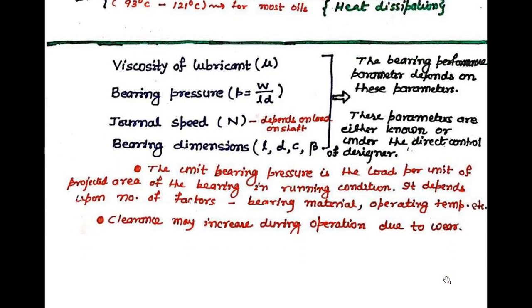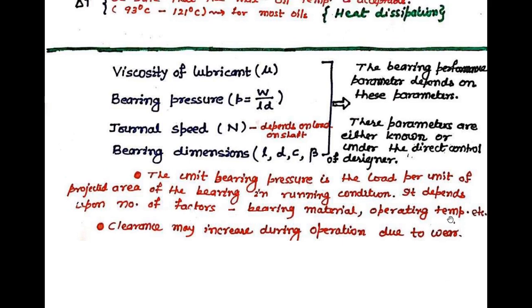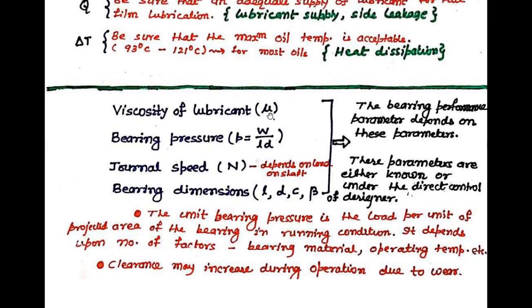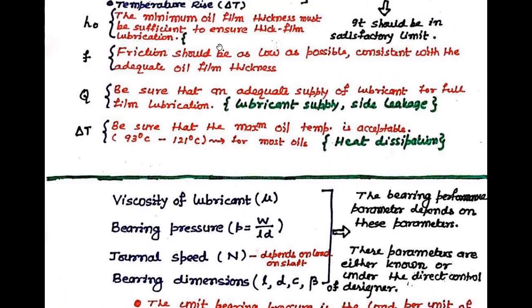Now, in this slide we have to remember that these are the parameters: mu, P, N and the bearing dimensions L, D, C, beta. These are the parameters on which the designer has control, and by controlling these parameters, the target of the designer is to control the performance of the bearing, described by H0, F, W, Q and delta T. So there must be a relation between this set of parameters and that set of parameters.